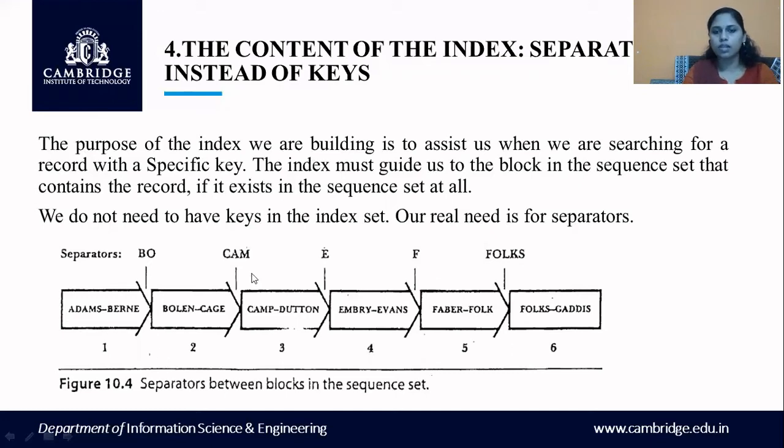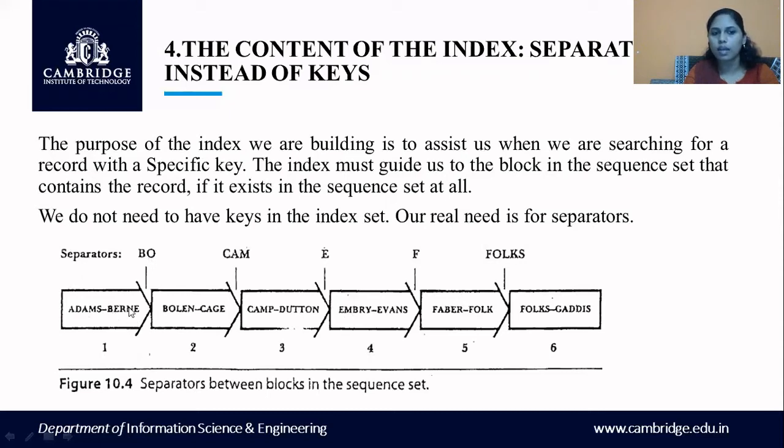Can you see this index set and sequence set here? So previously, how did you form the index? We saw which is the largest key and we formed the index. But here we are going to find out the separator. How do you find out the separator? Compare the largest name in block 1 with the smallest name in block 2.